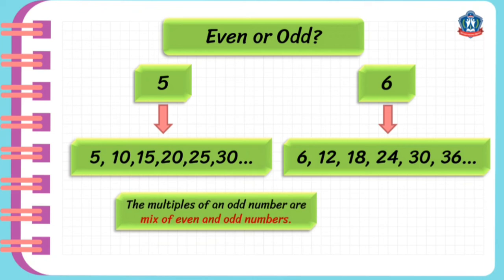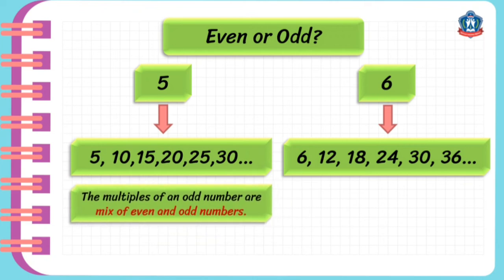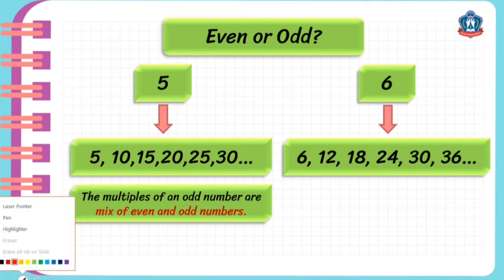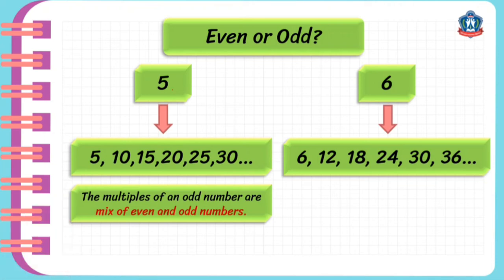Yes, the multiples of an odd number are a mix of even and odd numbers. It means to say we have 5 here. The multiples, we have 5. We have 15. We have 25. They are odd numbers. The others are 10, 20, and 30. They are even numbers. So, the multiples of an odd number are a mix of even and odd numbers.